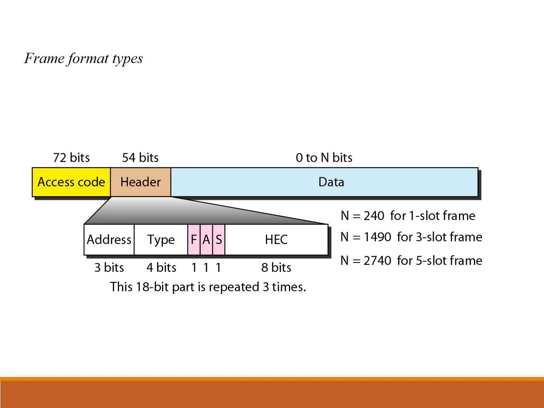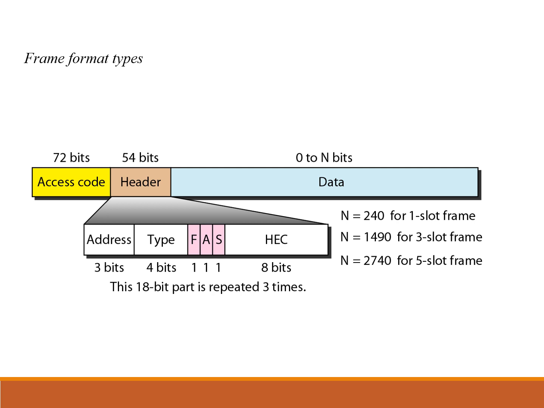So we are going for a frame format. The frame at the baseband layer can be one of three types: one slot, three slot, and five slot. For one slot frame exchange, 259 microseconds is needed for hopping and control mechanism. This means that a one slot frame can last only 625 minus 259, or 366 microseconds.